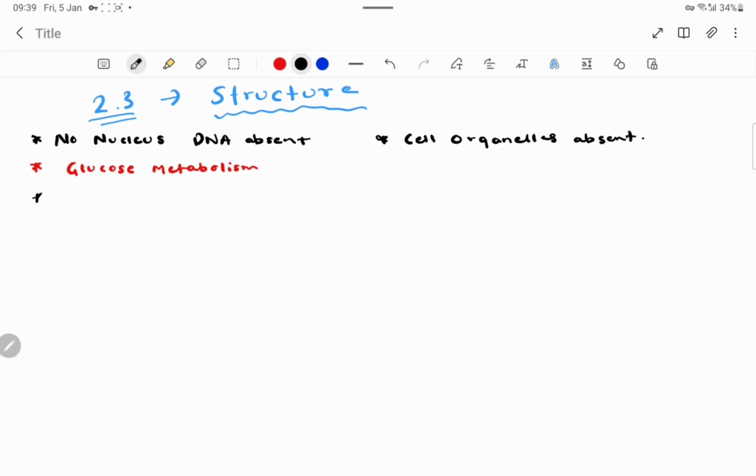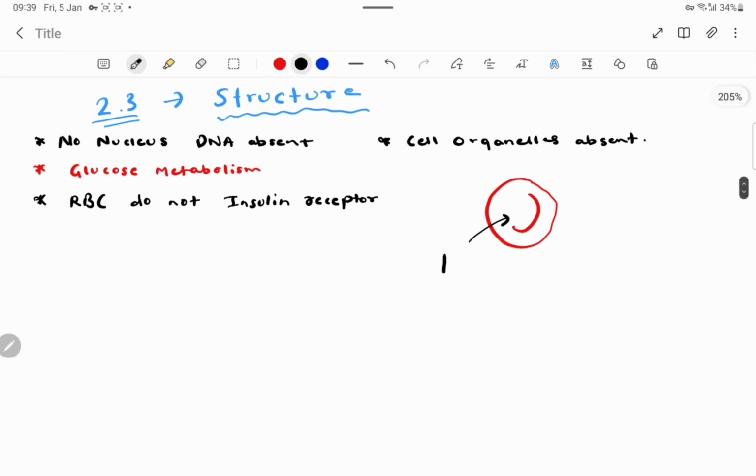Also, the next point is that RBC do not have insulin receptor. So the glucose uptake by this cell is not controlled by insulin. Glucose is transported across the cell membrane by facilitated diffusion, a carrier mediated passive process. Okay.